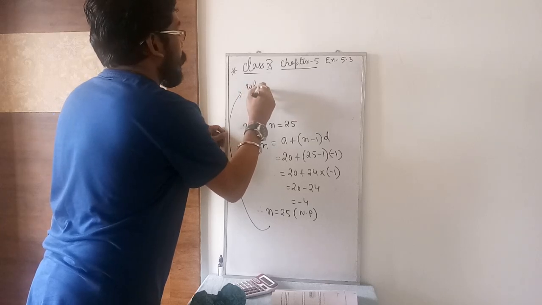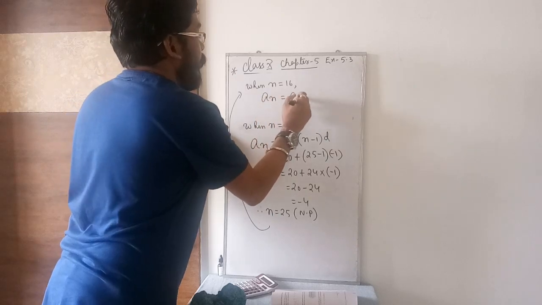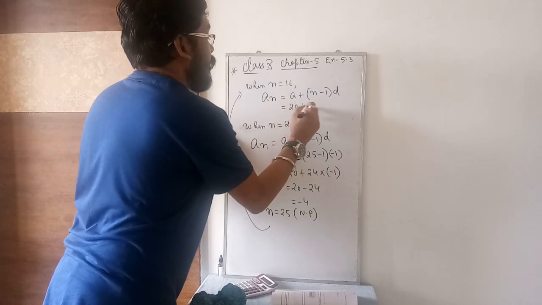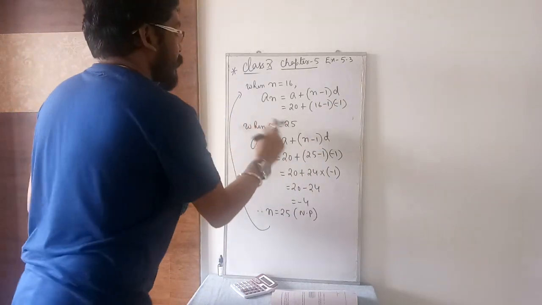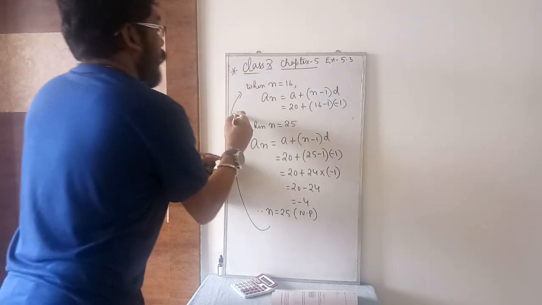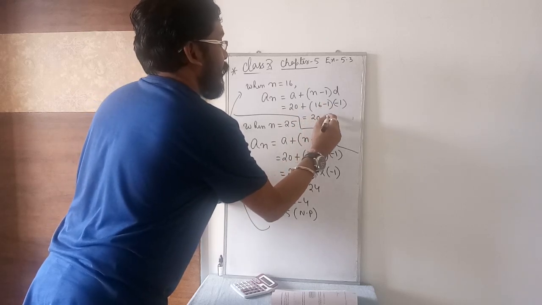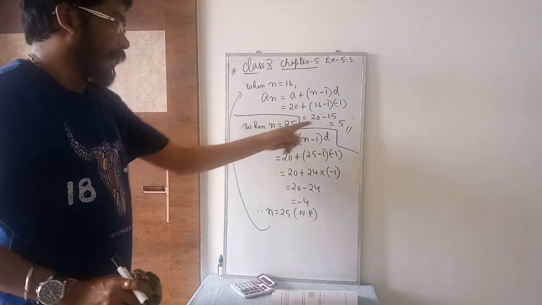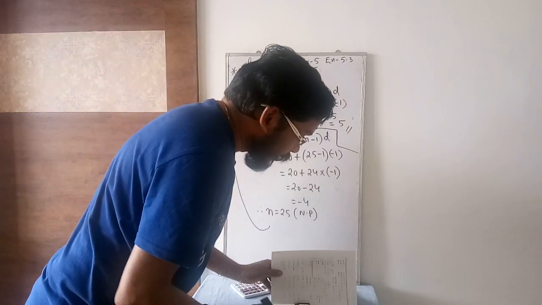When n equal to 16, so an equal to what will it be? a plus n minus 1 into d. Your a is 20, n is 16 minus 1, and your d is minus 1. Please take the screenshot of this part. I will just continue here. So here it is 20 minus 15, 16 minus 1 is 15. So here it is 5. So the number of rows will be 16 and the number of logs in the top row will be 5. Hope it is clear.